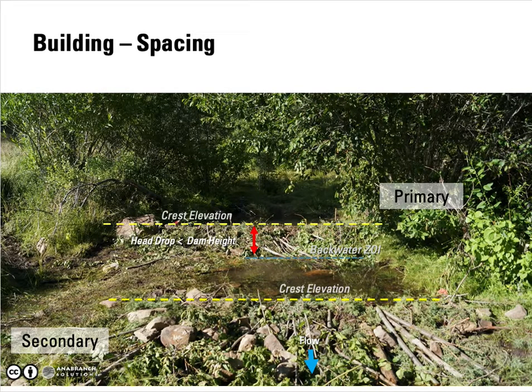And here we're just looking upstream across the secondary dam, and you can see the water is going to the base of the primary dam and decreasing the head drop there and lowering the potential for that to undercut.